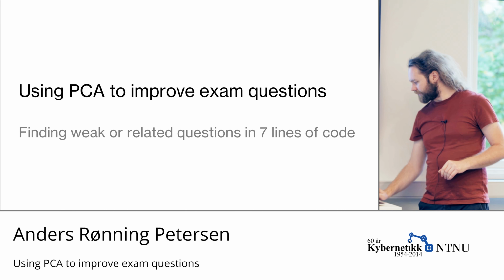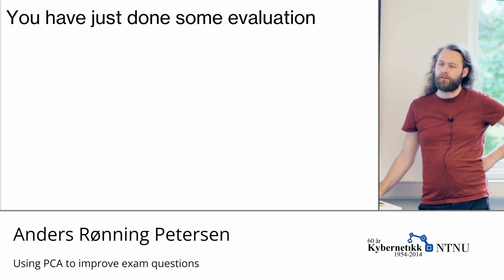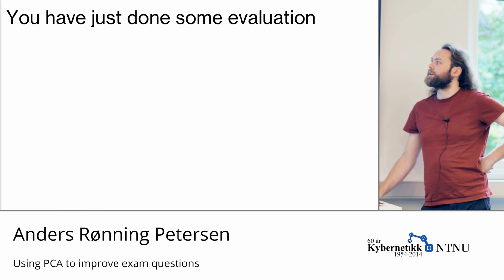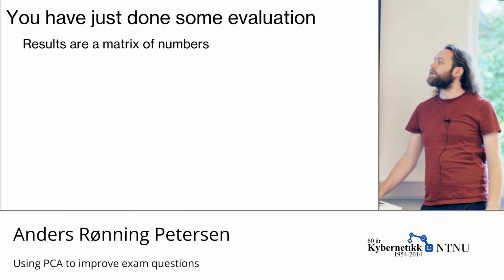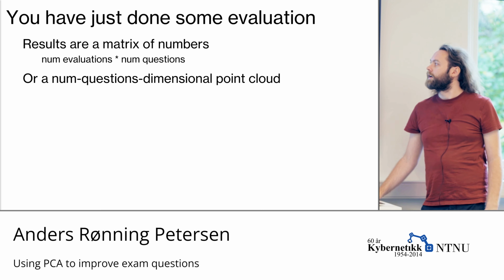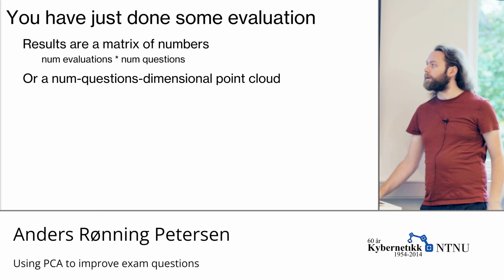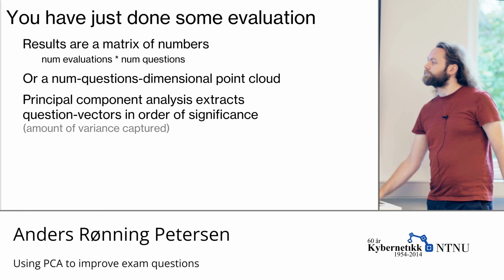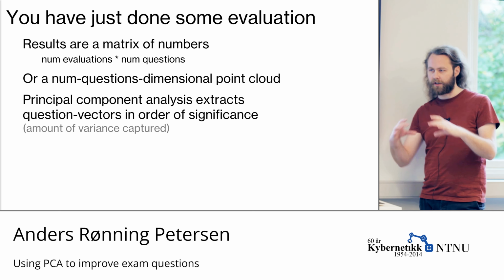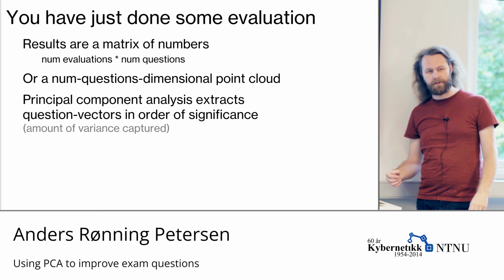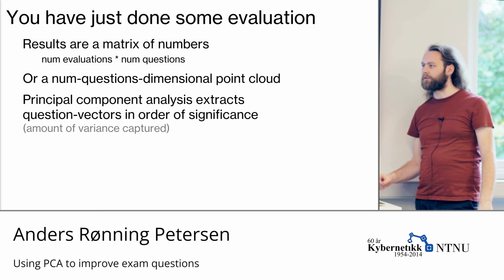Great, so you have at some point, I'm assuming, all of you, this is not true of course, but you have at some point done an evaluation of some kind, and you have a result matrix of numbers. And you have questions as columns, and then you have students or participants as rows. Or you could think of this as a sort of question dimensional point cloud, and you can do a vector analysis of this. So what we do when we're doing a vector decomposition, we're extracting the one that captures the largest amount of variance. Specifically, that's what we're looking for, and then we do orthogonal vectors that capture successive amounts of variance.